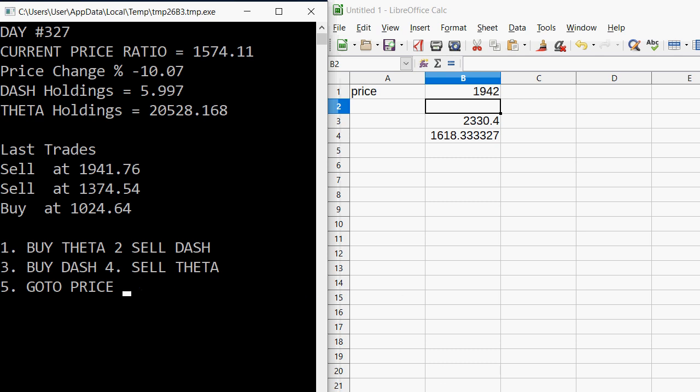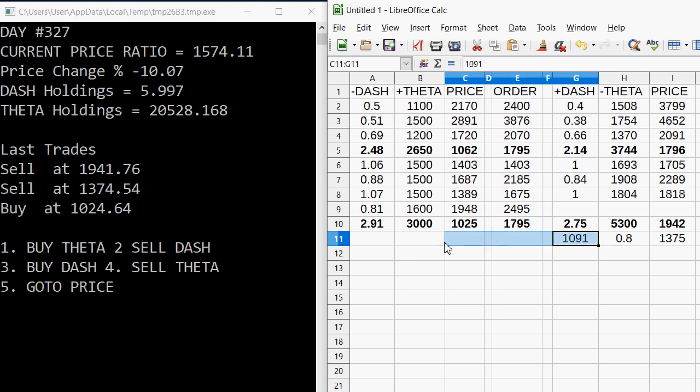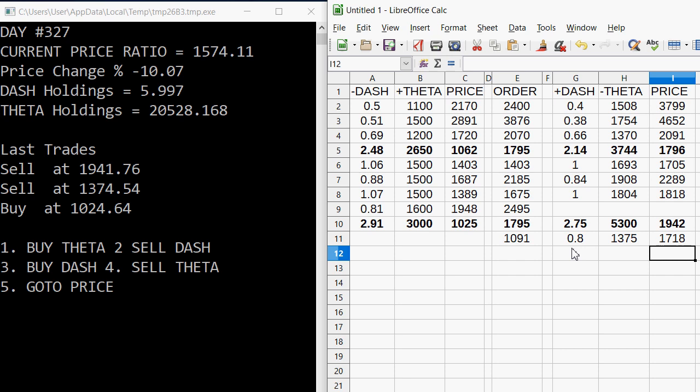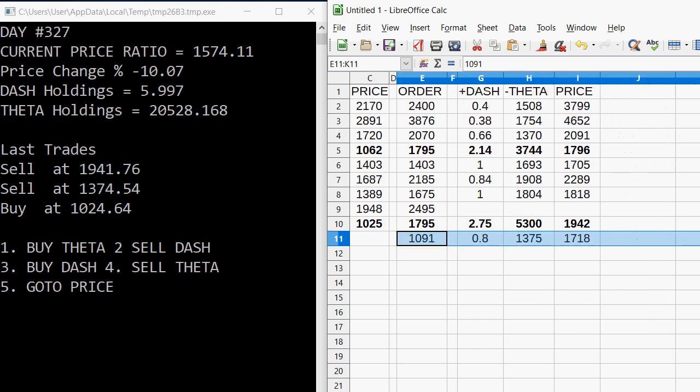It goes to 1574, which is something we... obviously this is an order for 1091, and this is 0.8. Okay, I don't know how this worked out, but according to that, screw it. I'm just going to delete this and pretend it didn't happen. It's like whatever.